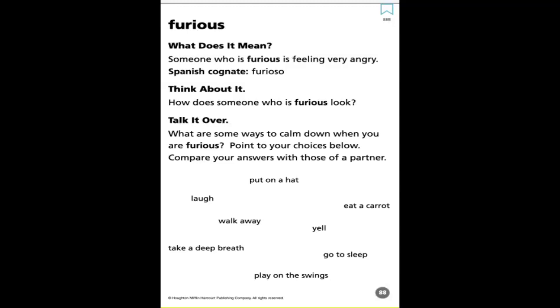So I'm going to give you some examples and you tell me if this is something you would do to calm down. Put on a hat. Laugh. Eat a carrot. Walk away. Yell. Take a deep breath. Go to sleep. And our last option is play on the swings.